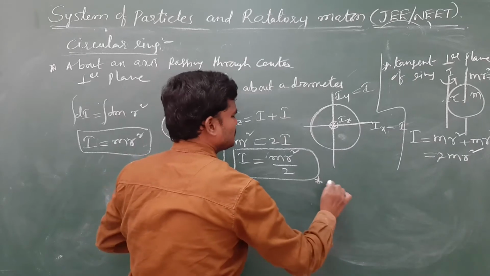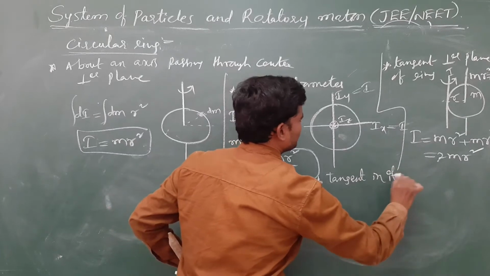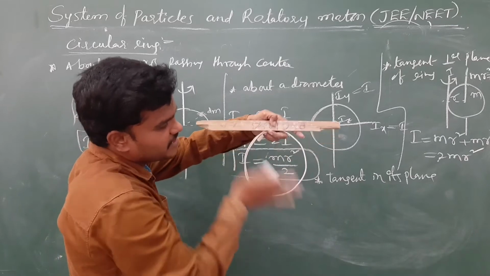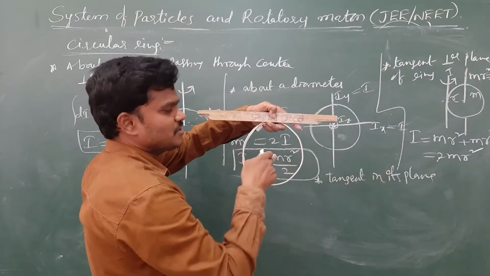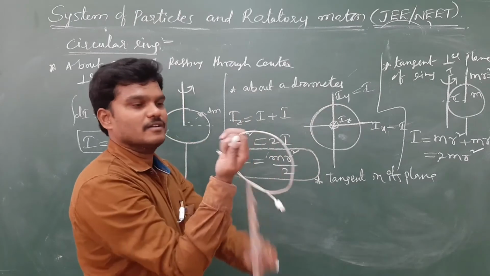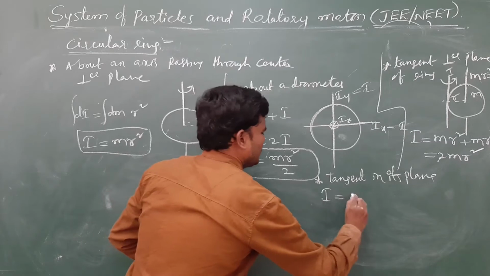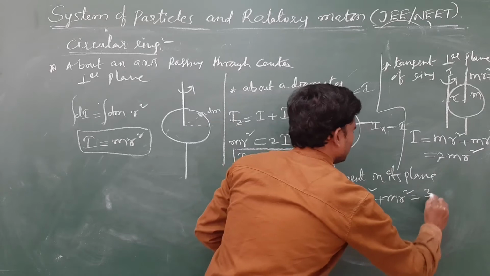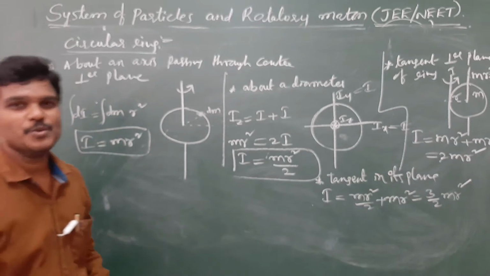So the third one, tangent in its plane. See, this is the plane. Tangent in its plane. And this line is clear: mr square by 2, center of mass. The axis passing through the center is nothing but mr square by 2. If it is like this, mr square. Okay. Now, mr square by 2 plus the gap. So I is equal to mr square by 2 plus mr square, which is 3 by 2 mr square. This is somewhat easy. Okay. So 3 by 2 mr square.